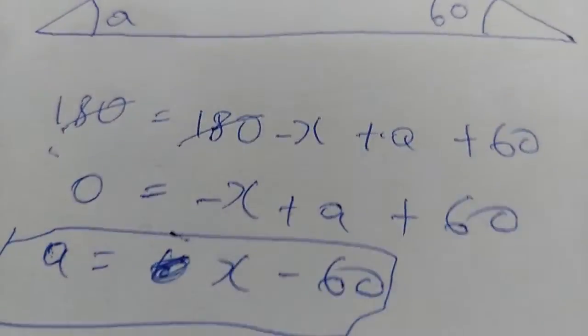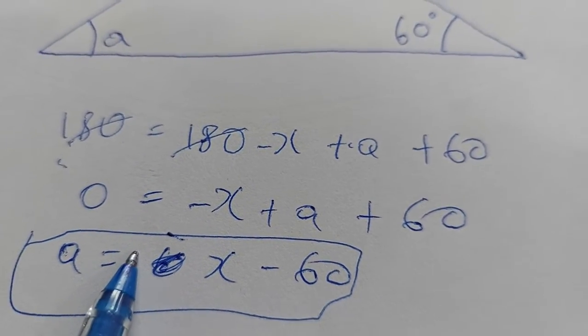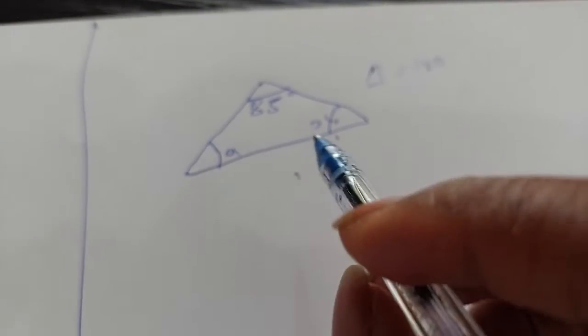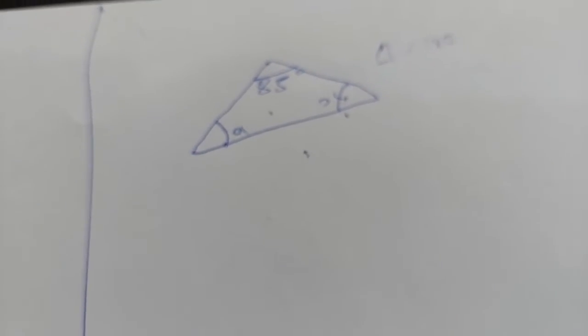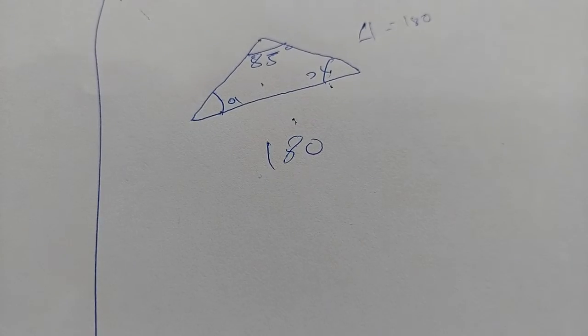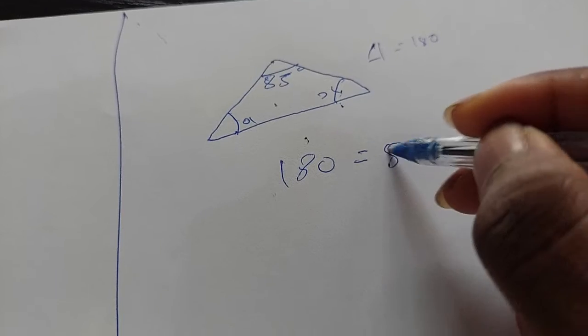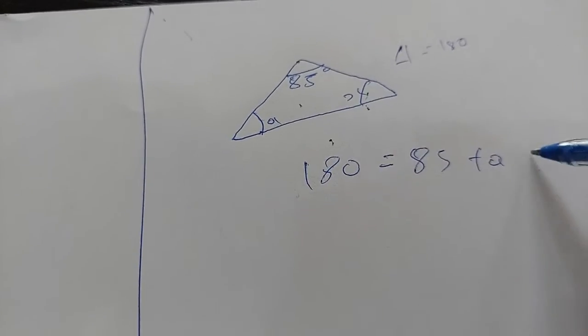But now remember, we already have an expression for A. So anywhere we see A, we are safe to put this x minus 60 there. So simply, we're going to do this. We're going to put A inside here. So that will now be 180. Remember, sum of angles in a triangle is 180. That 180 equals 85 plus A plus X.